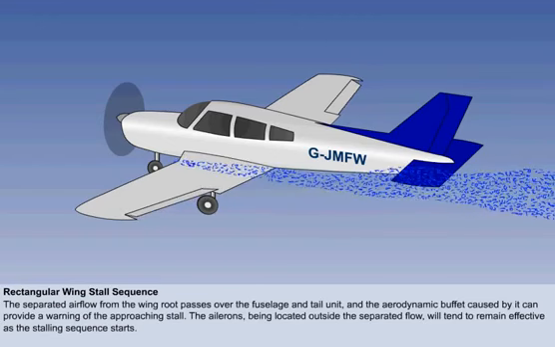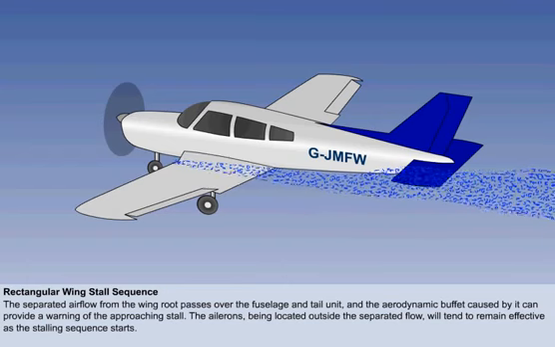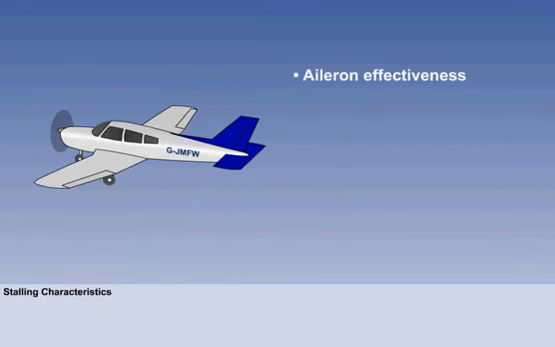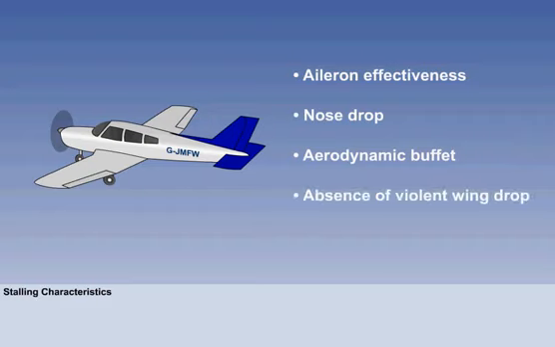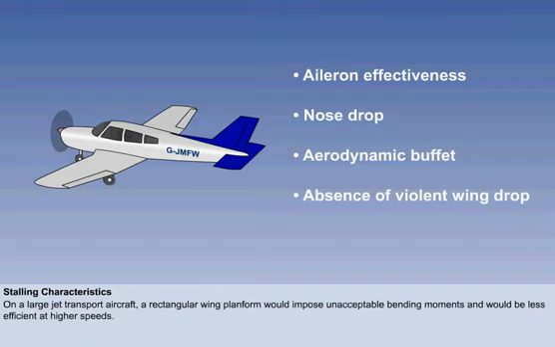All these factors give the most desirable kind of response to a stall, namely aileron effectiveness, nose drop, aerodynamic buffet, and absence of violent wing drop. Despite these advantages, for large jet transport aircraft, a rectangular wing planform would impose unacceptable bending moments and would be less efficient at higher speeds.